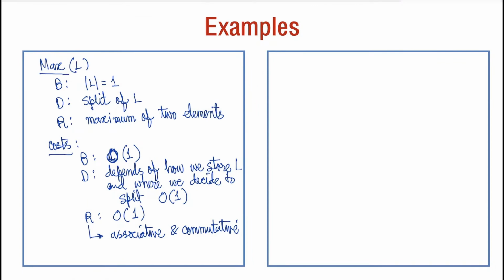We have also done other problems. We have done the Fibonacci problem. In the Fibonacci problem, we know that the base condition is n equal to 0, n equal to 1. The split is n minus 1 and n minus 2. The recomposition function is the addition operator. And there are costs associated, and you can easily work it out.